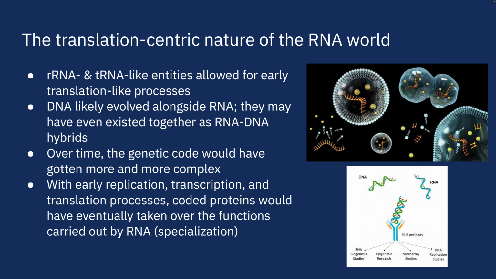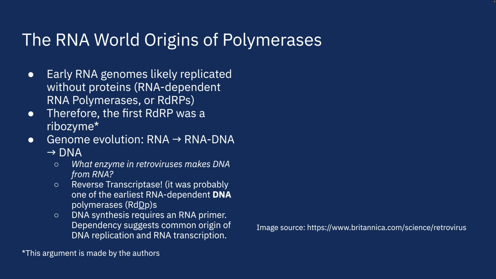And the paper goes on. It says that, once you had these complex RNA structures, things just kind of went on from there. DNA would have evolved alongside RNA, probably as an RNA-DNA hybrid, and then over time they would have separated into DNA being sort of the template that RNA copies itself from. Eventually, as this got more and more complex, proteins would have emerged and become more complicated themselves, and thus taken over the functions carried out by RNA in this form of evolutionary specialization.